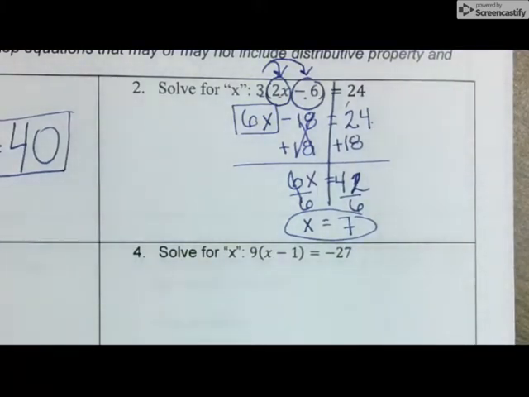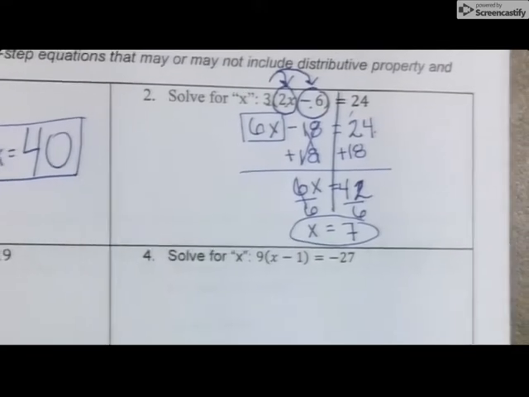Okay? I distributed. There was nothing to combine. So then I began to do isolation, which is the opposite. Okay? Moving on to number 3.